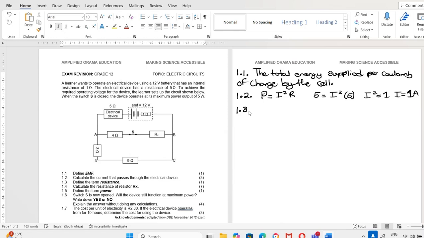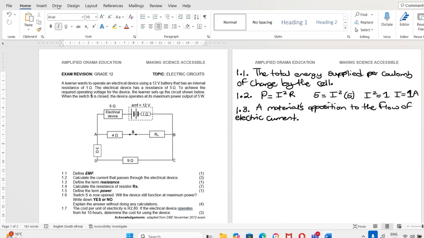And then 1.3 says we must define the term resistance. Resistance is a material's opposition to the flow of electric current or electric charge.